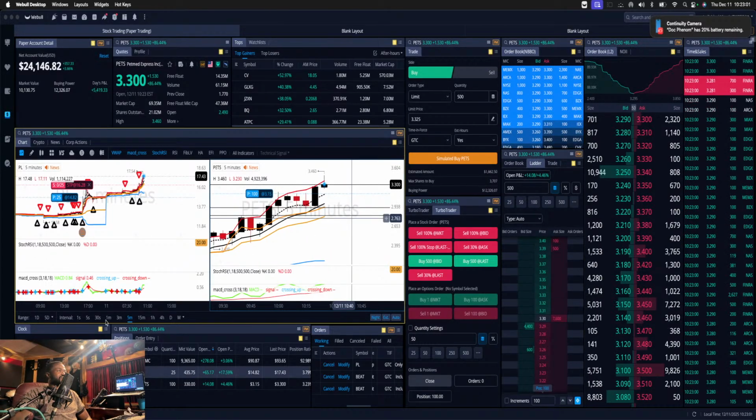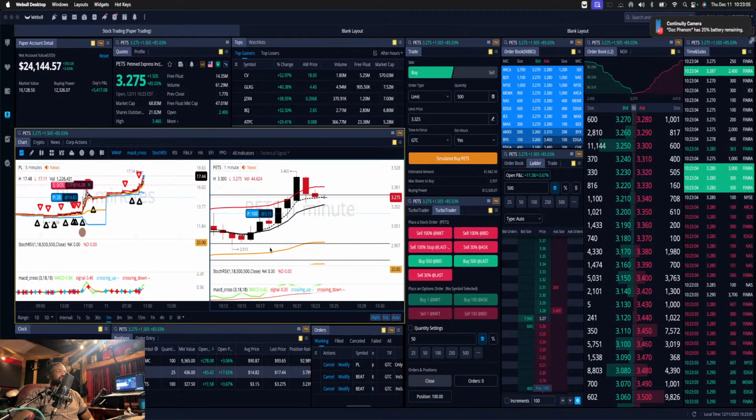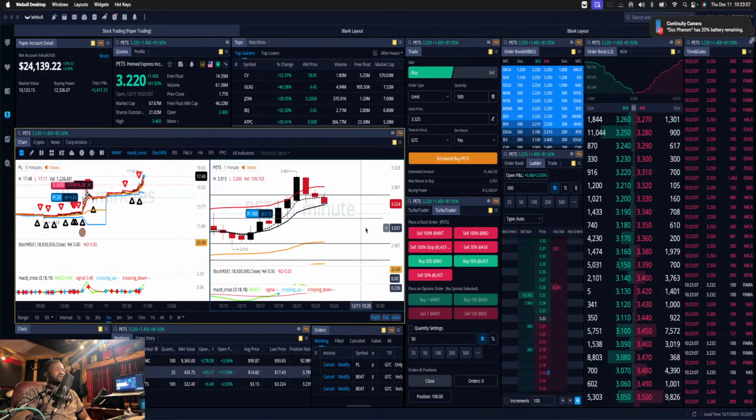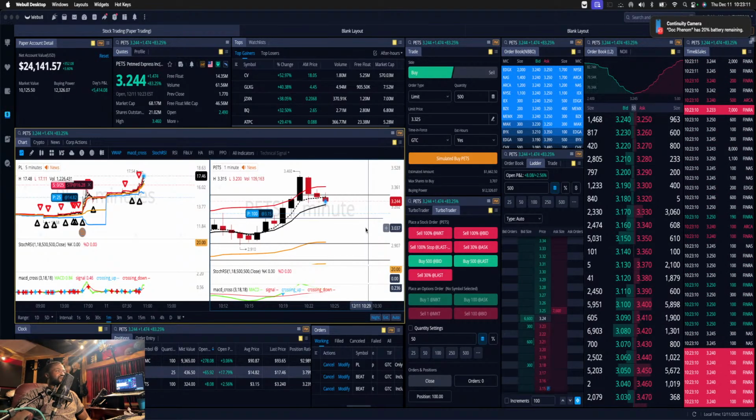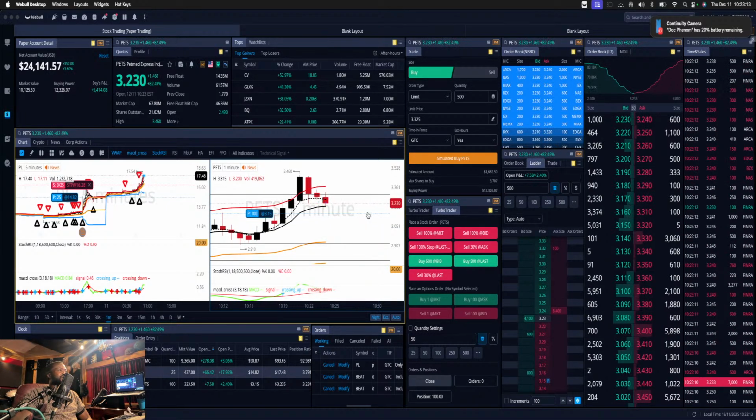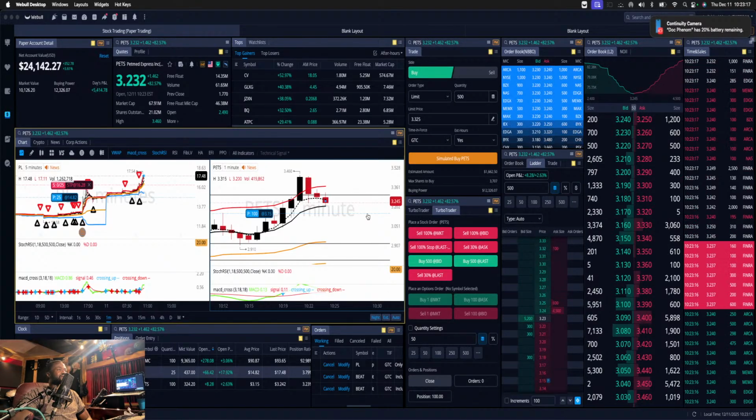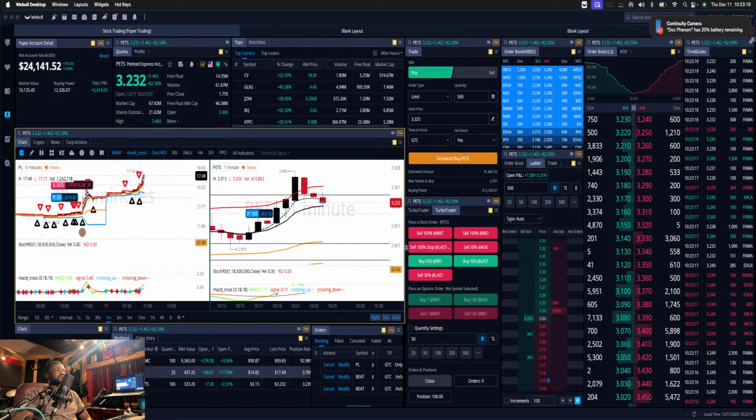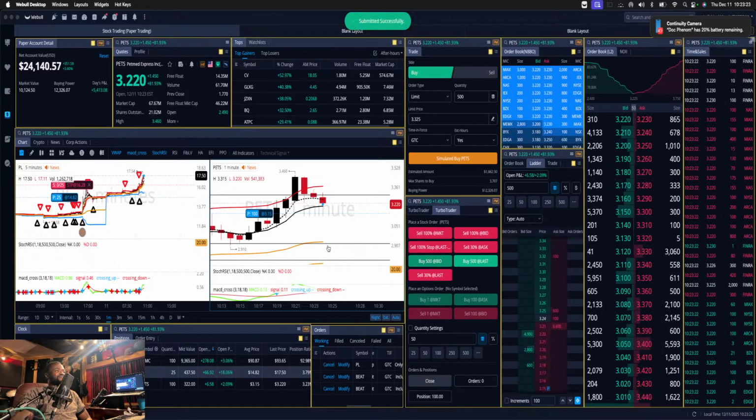But let's see. Let's go back to the minute chart. Just a nice pullback bouncing off the 10 EMA. Is it bouncing? It's bouncing off the 10 EMA. Let's add.